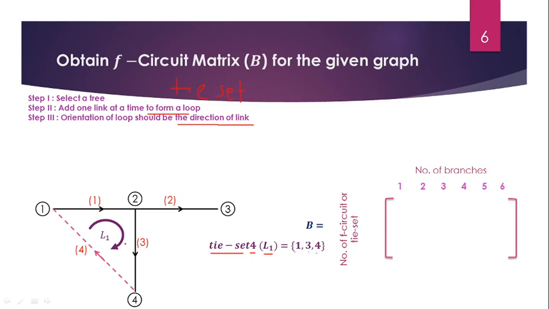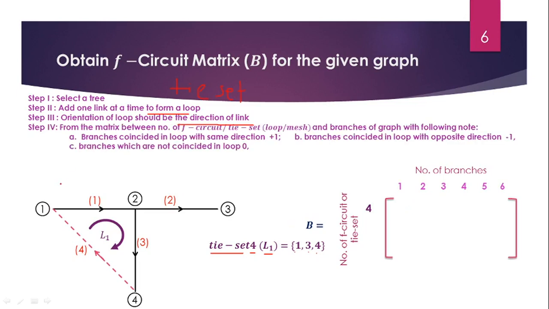As all the branches coincide in the same direction, that's why all are taken as plus 1: 1, 3, 4. The remaining branches are not part of this loop, so they are taken as 0. After that, the next step is to form the matrix between the number of fundamental circuits, that is the tie sets or loops or meshes, and the branches of the graph.